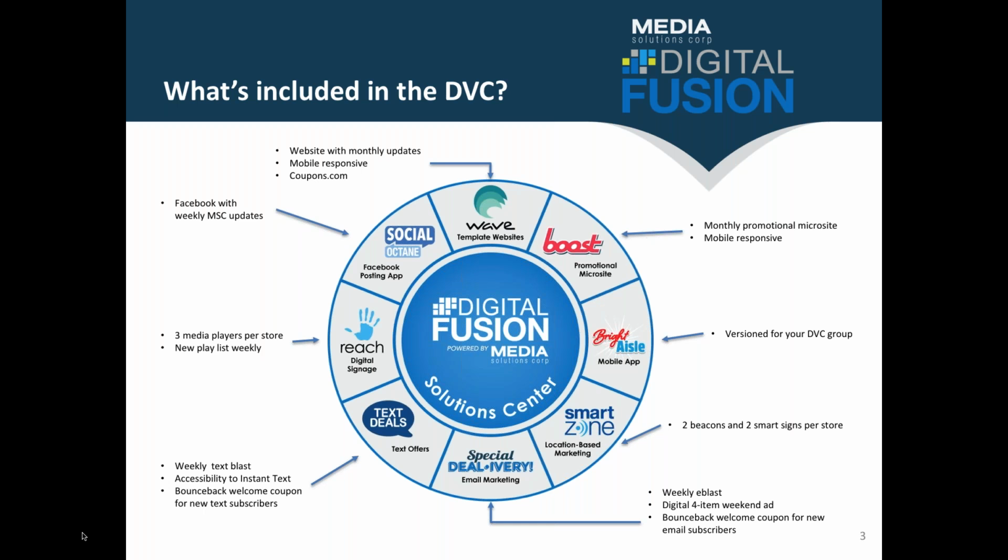After that, we're going to go into the Bright Isle mobile app. This is the mobile app that you'll all be included on. It has a lot of the features of the website where people can go on there to see your weekly ads, recipes, they can do their shopping list. But then it also offers the Smart Zone, which is going to have beacons and smart signs to offer promotions to your customers as well.